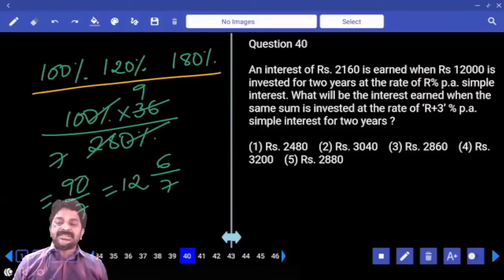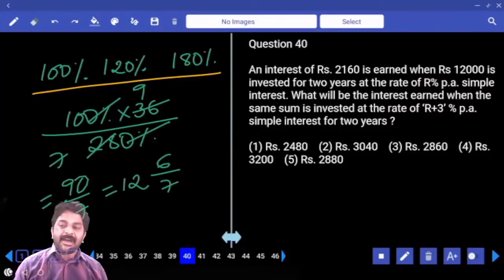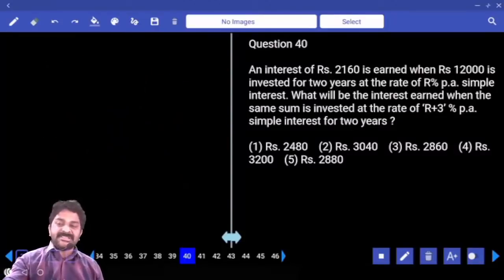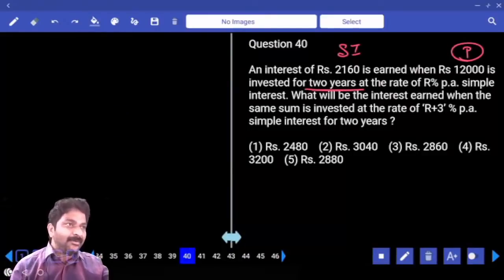An interest of 2160 is earned when 12,000 is invested for 2 years at the rate of R% per annum. Can we calculate how much the R value is? 2160, this is simple interest. This is the principal. 2 years, the time period is also given. Can we calculate the R value?